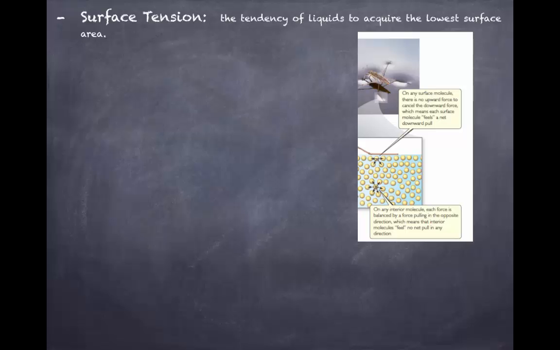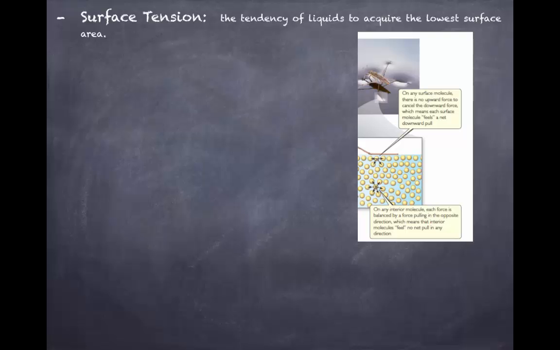Now, if you notice the molecules within the substance, they have an equal pull up, down, and to either side all around, and therefore they do not feel that net inward pull, and therefore they don't have a tendency to acquire the lowest surface area. So it's just the ones on the surface that are trying to minimize their surface area because of this net force downwards.